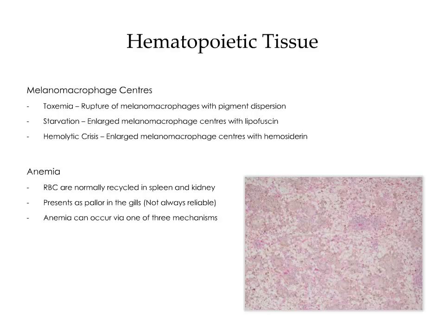Erythrocytes are normally recycled in the spleen and the kidney. Fish with anemia may present with pallor in the gills, however this is not always a reliable indicator because gill autolysis occurs fairly rapidly. Anemia can occur via one of three mechanisms, which will be covered in more detail in the following slide.